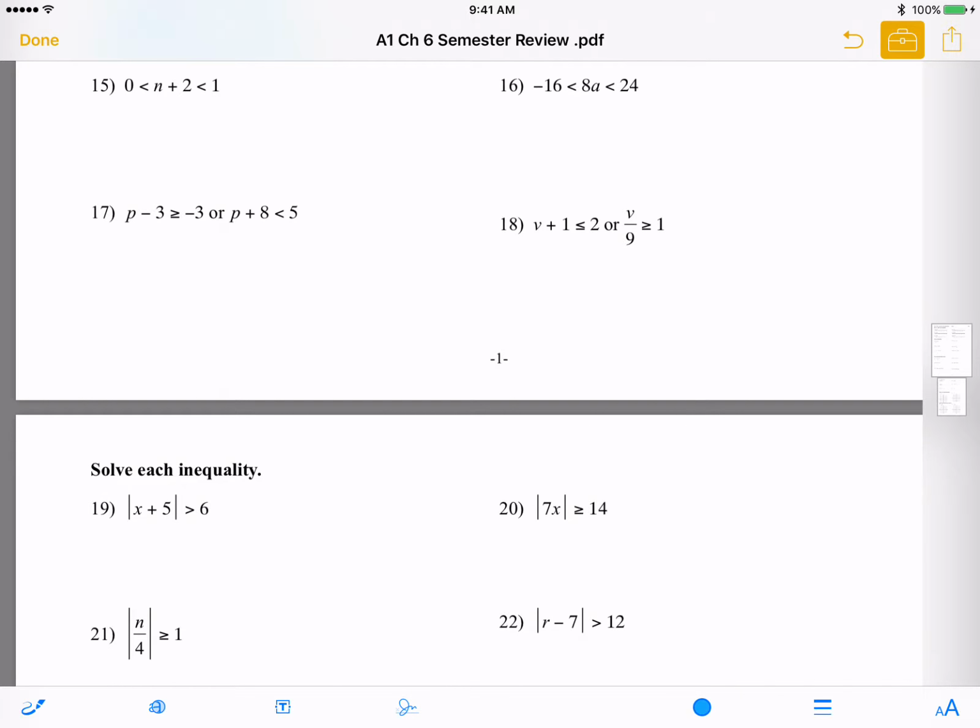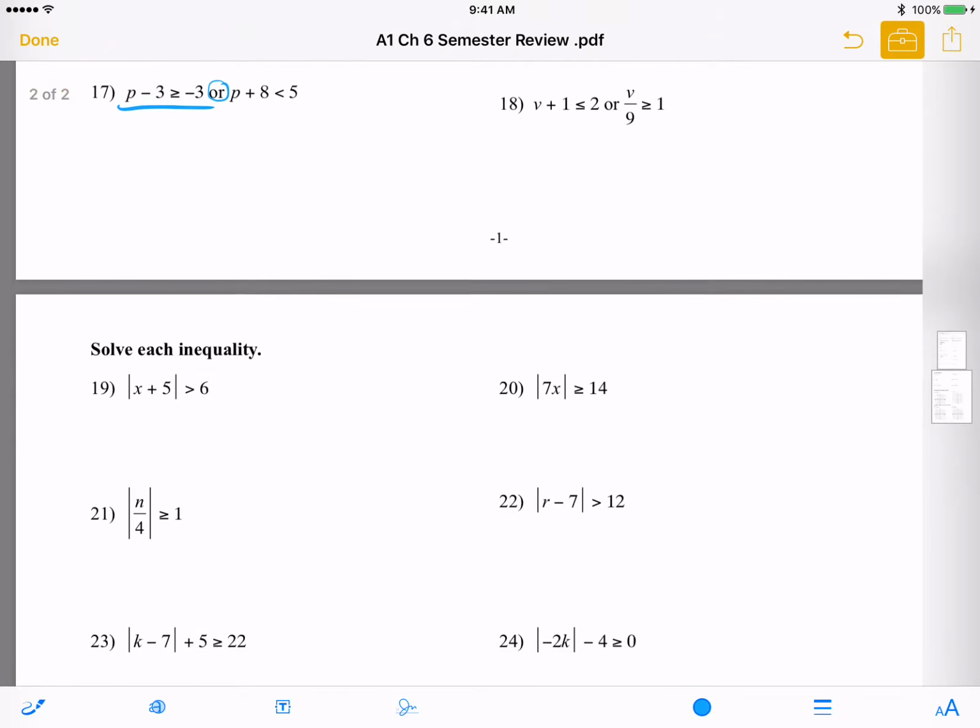All right. Number 17 and 18 are just or compound inequalities, so you just solve those straight through, just like you did up top.